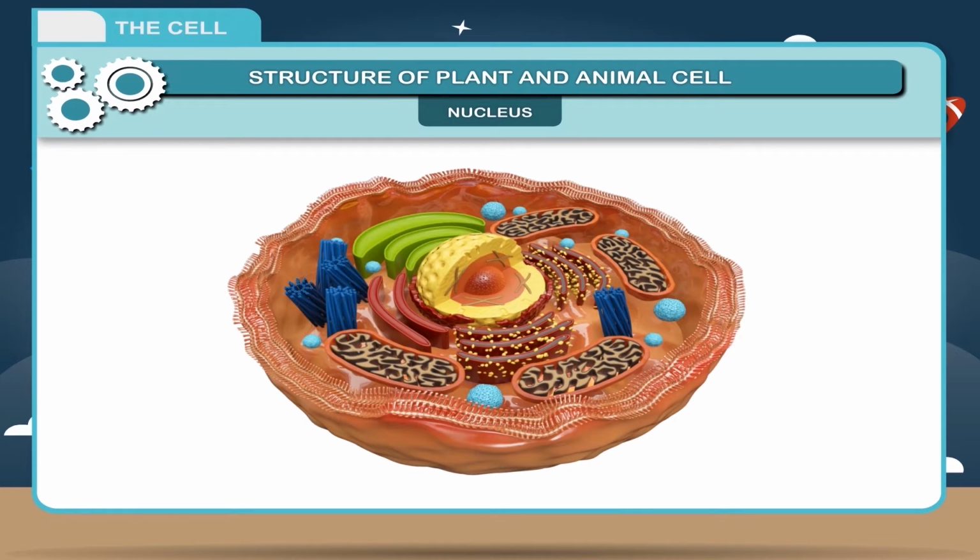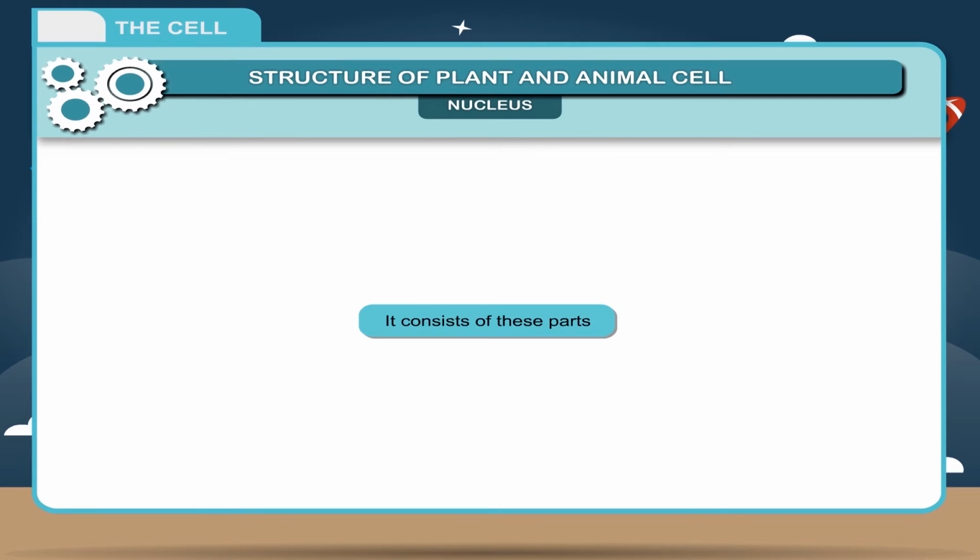Nucleus. In the cell, there is a spherical body called the nucleus, which is the most important and acts as the director. The nucleus controls all the vital activities of the cell. A cell without a nucleus is considered to be dead and is not capable of growth and cell division. It consists of these parts.